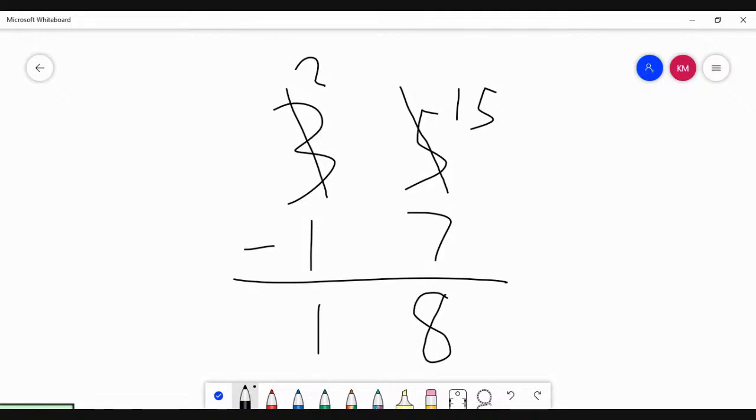So all subtraction is, especially when the ones place has a smaller number on top and a bigger number on the bottom: when you are borrowing, you're simply taking 10 from the first number and you're adding 10 to the last number.